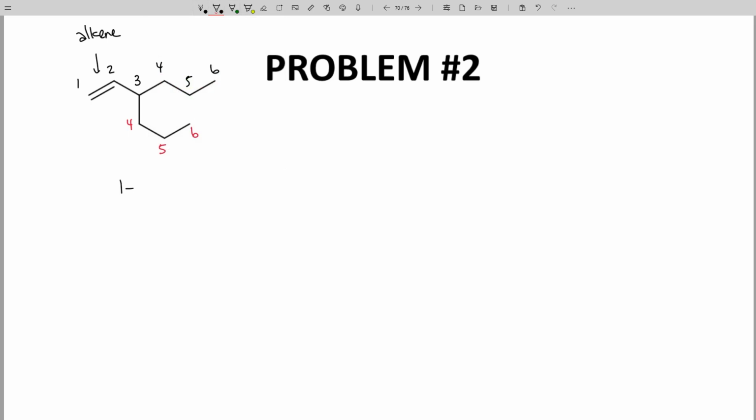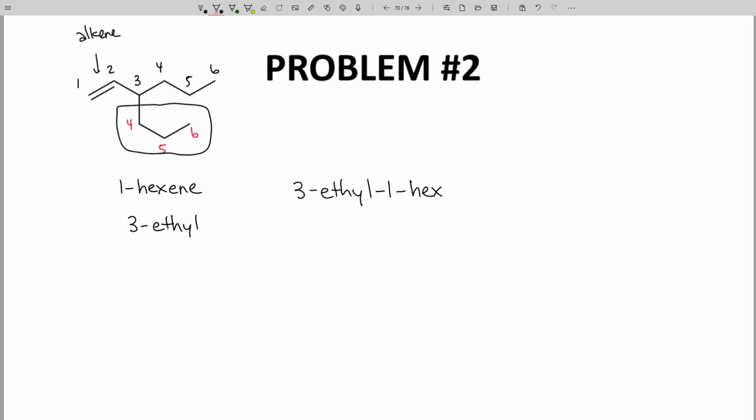It's going to be a 1-hexene. And off the 3 position of our chain, we have an ethyl group. So this would be 3-ethyl-1-hexene, and your instructor might write instead 3-ethylhex-1-ene.